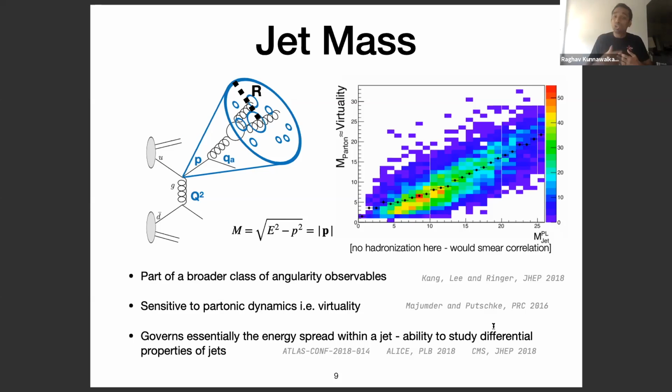I said that evolution in vacuum is sensitive to the virtuality scale and the momentum scale. The mass is essentially proportional to the virtuality. It's part of a broader class of observables that are known as angularities. They are, like I said, sensitive to the dynamics of the shower, and fixing the mass or the virtuality tells you essentially what is the spread of energy in your jet. So it governs what kind of jets you're looking at. Once you identify mass and PT, you're now looking in a differential fashion.